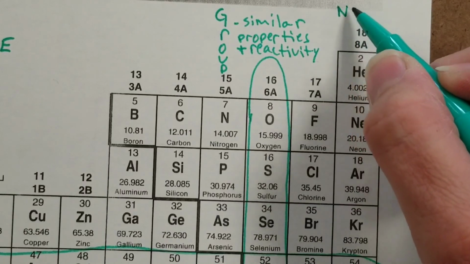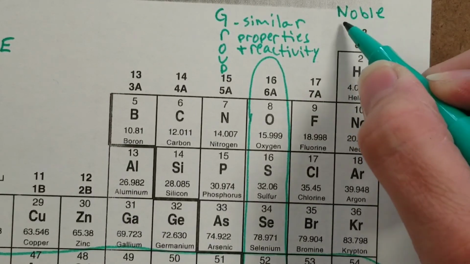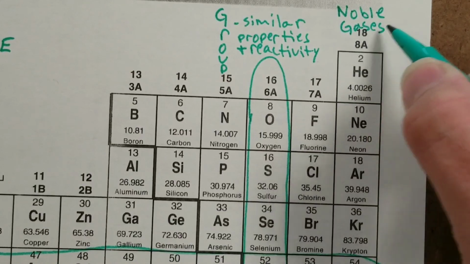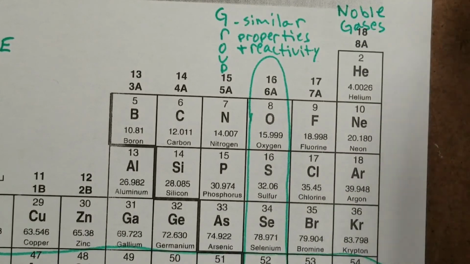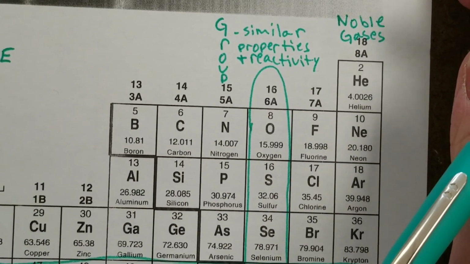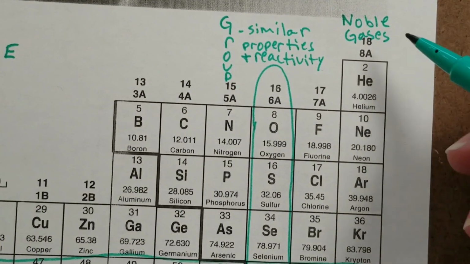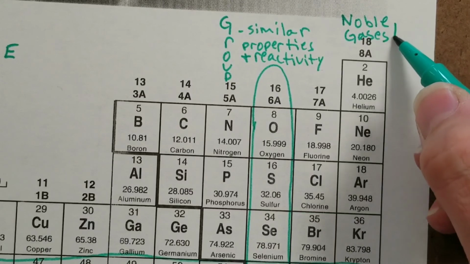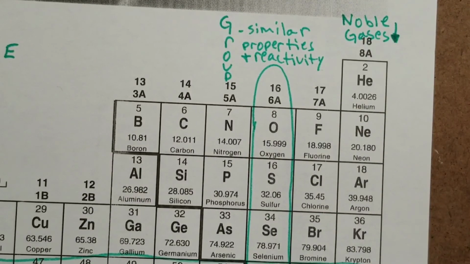So these are called the noble gases. Right off the bat, you can think noble. You can think of kings and queens, and they don't associate with peasants and the lesser than them. But these are all gases. So everything in, and I'm going to just draw an arrow down, everything in this group 18, these are noble gases.